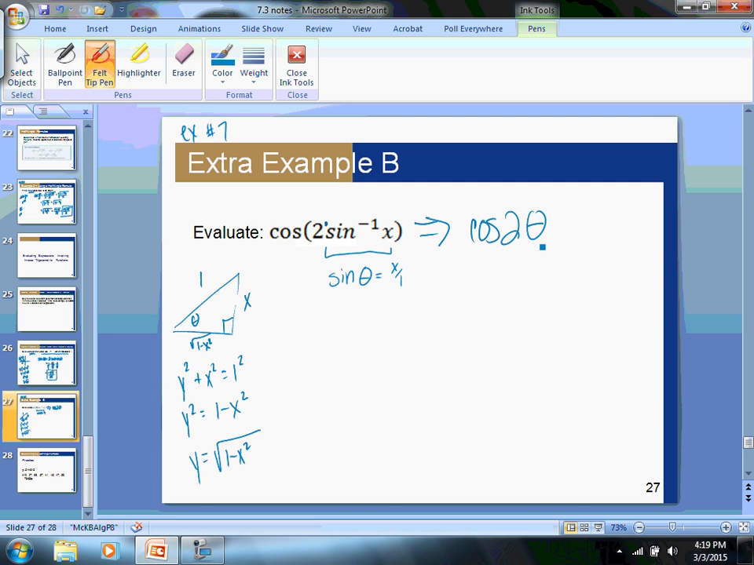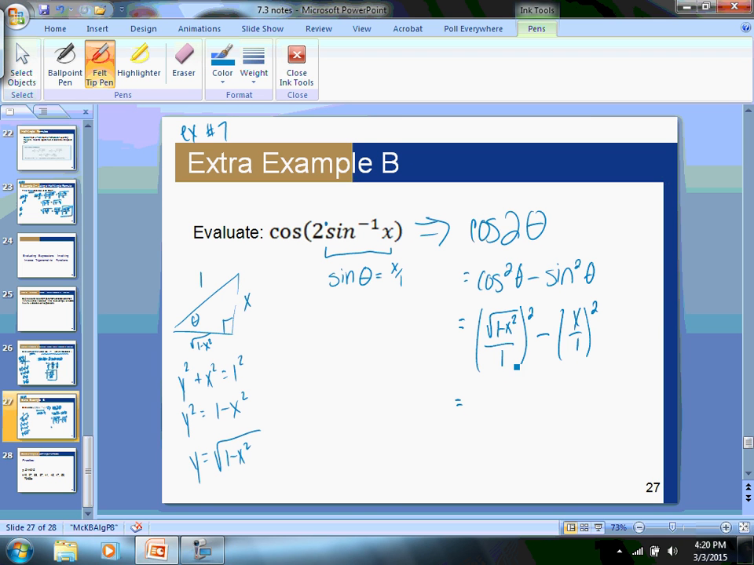Doesn't matter which one you use. I'm just going to use the first one with the cosine squared and the sine squared. Oh, it would actually be thetas, wouldn't it? Cosine squared theta and sine squared theta. Okay, so now if I look at my triangle, cosine is going to be adjacent over hypotenuse. So that's going to be the square root of 1 minus x squared all over 1. And I'm going to square that term because it's cosine squared. And then sine is going to be opposite over hypotenuse. So that's going to be x over 1 squared.